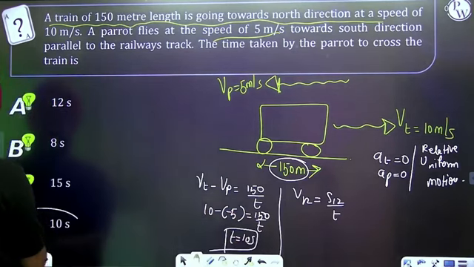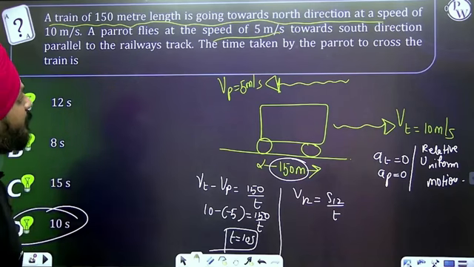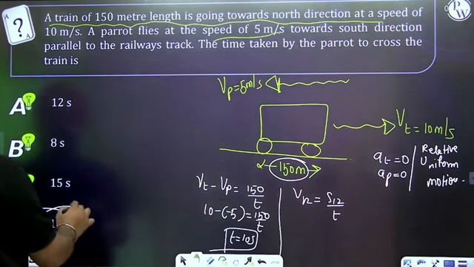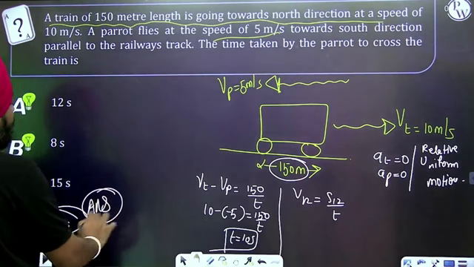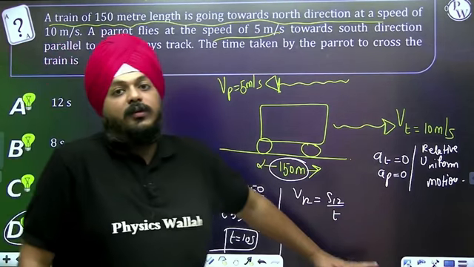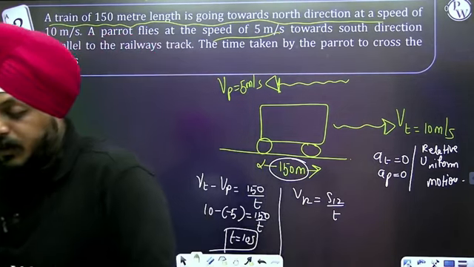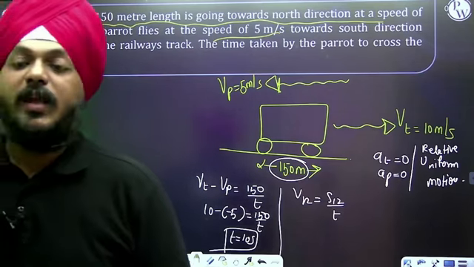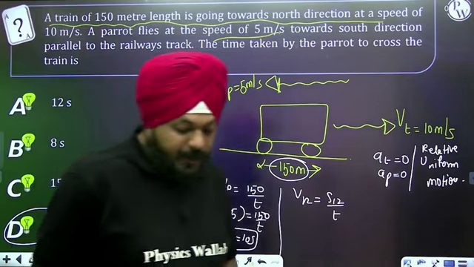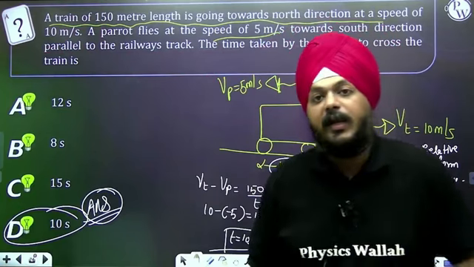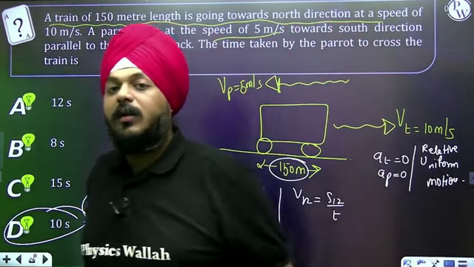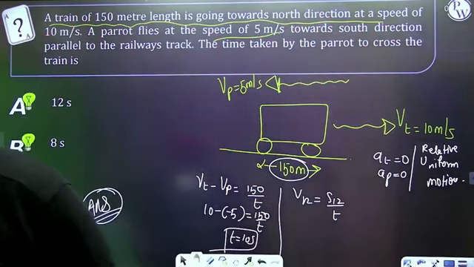In 10 seconds, parrot will cover the train. D is the perfect answer for this specific question. This is how the questions of relative motion are solved. Don't worry, the same thing is going to repeat in 2D, and we are going to analyze the concept of 1D again in the next session. But this was the thing in a very summarized form for you.